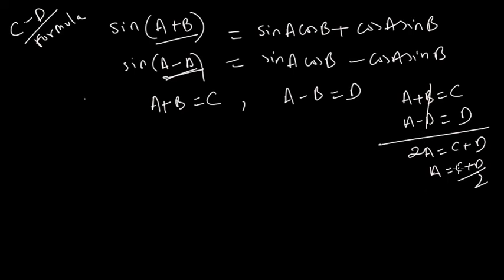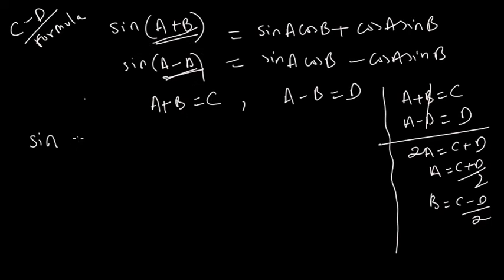So if I put the value of A here, then I get B is equal to (C - D)/2, okay? So this is what we get, right? So now put each value. We have let A + B is equal to C, right? So I put here C.